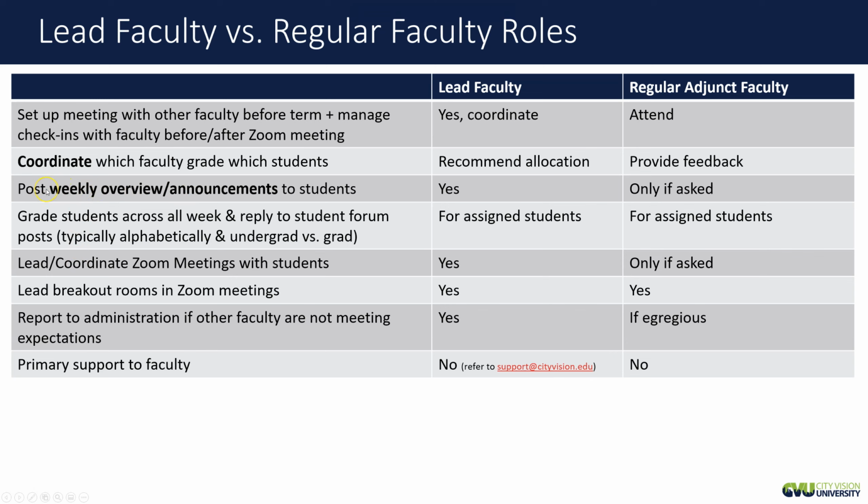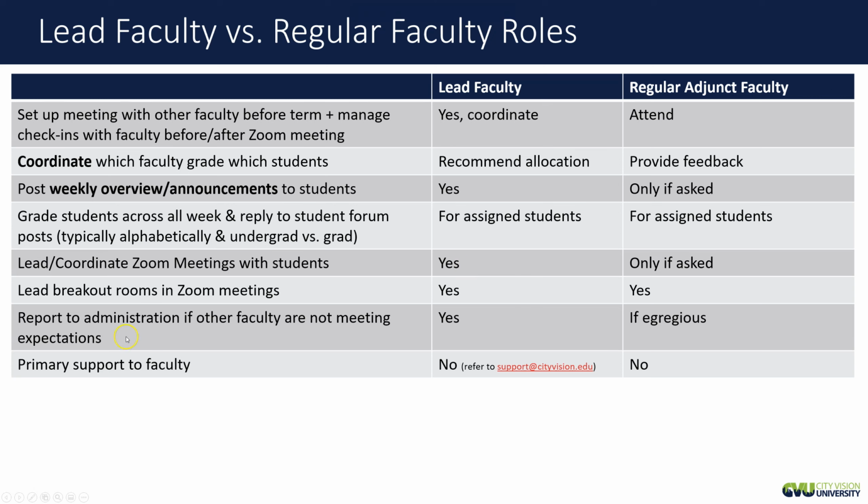So lead faculty is required to post a weekly overview and announcements to students, whereas regular adjunct faculty can do that if asked, but it's not required. That would be if asked by the lead faculty. Grading students across all weeks is the same. Lead and coordinate Zoom meetings: lead faculty always do that unless they delegate it to someone else. Leading breakout rooms and Zoom meetings: both do that.